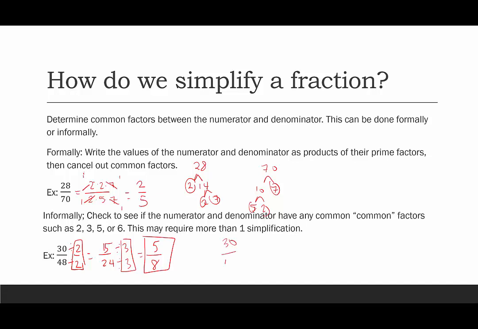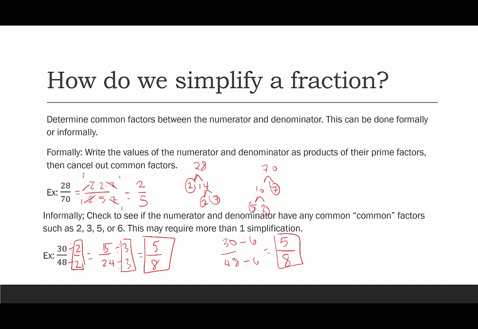We could do that in 1 step. We divided both the numerator and denominator first by 2 and then by 3, which means we could have done this in 1 step by dividing them both by 6. If I divide the numerator by 6, 30 divided by 6 is 5, 48 divided by 6 is 8. So that would be doing it in 1 step. But it doesn't matter. You can do it in 1 step or 2 steps.